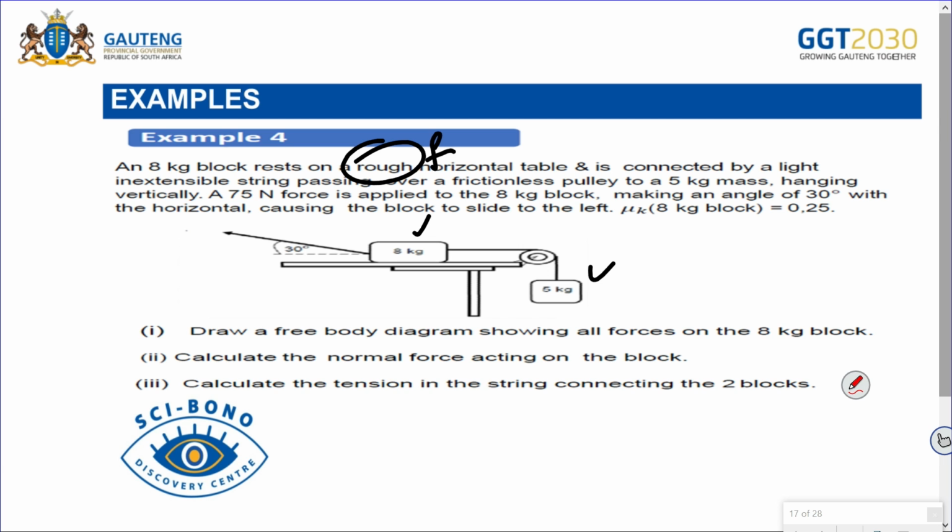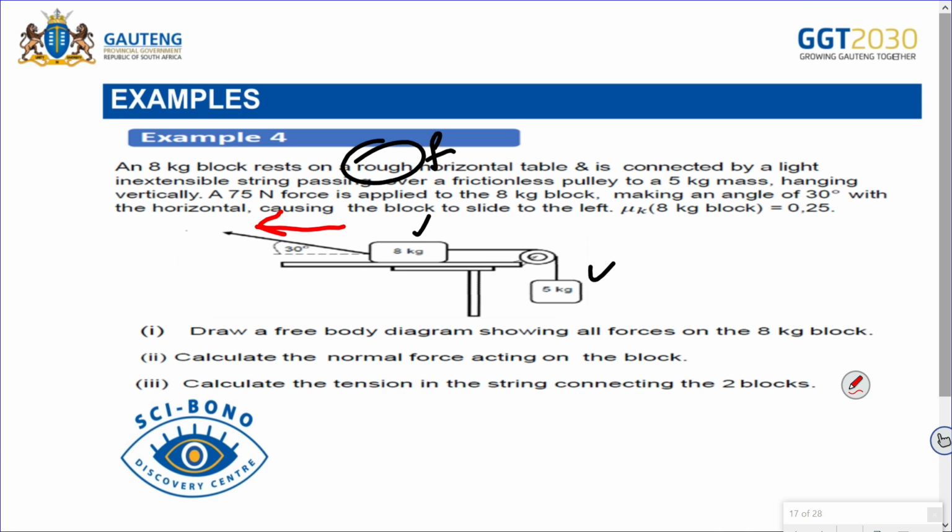So on a rough horizontal table, and is connected by a light inextensible string passing over a frictionless pulley to a 5 kilogram mass hanging vertically. A 75 newton force is applied to the 8 kilogram block, making an angle of 30 with the horizontal, causing the block to slide to the left. All right. So the direction of motion is to the left. Okay. Then we are given the coefficient of friction between the 8 kilogram block and the surface, which is 0.25.